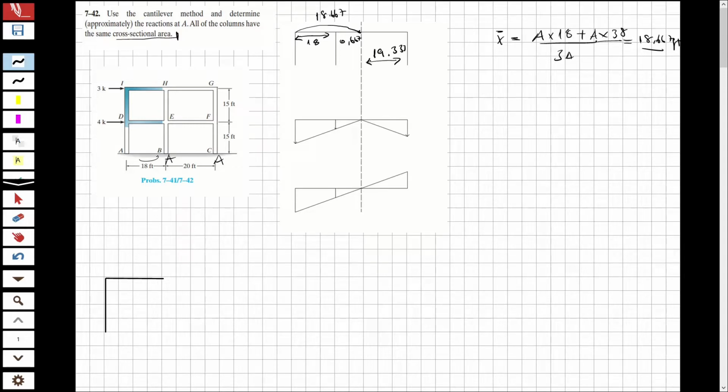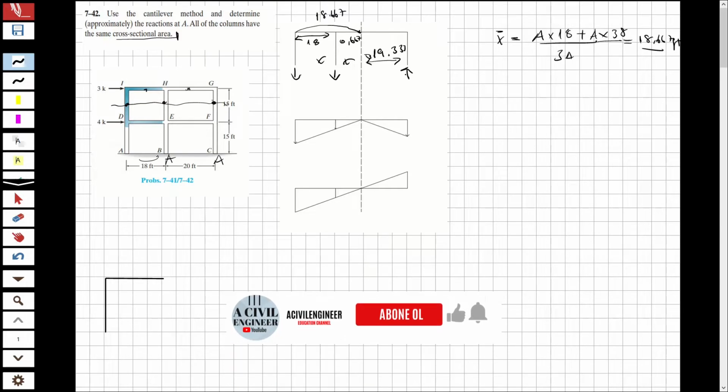So now, first I'm going to take a moment. I'm going to make a cut here, through these inflection points, and I will take the cut here. Now you can see I have a force here, and also here, because if the left part of the centroid is going to be in the downward direction, the right part of the centroid is going to be in the upward direction. So I write this force in the upward direction.